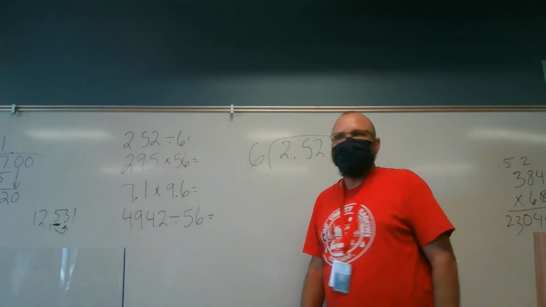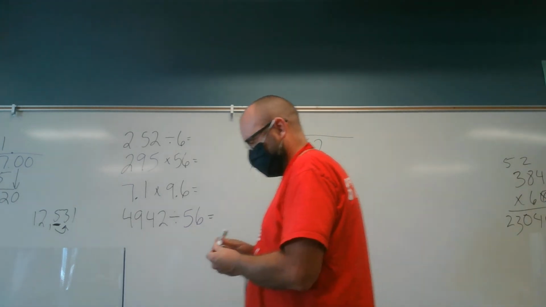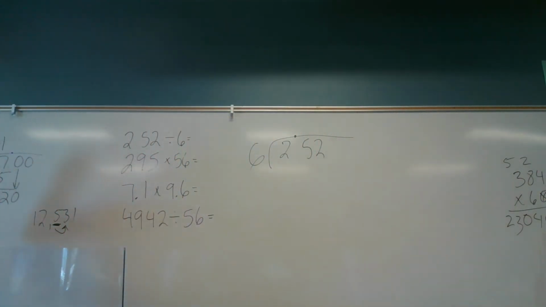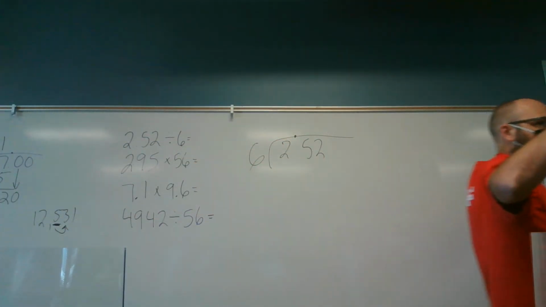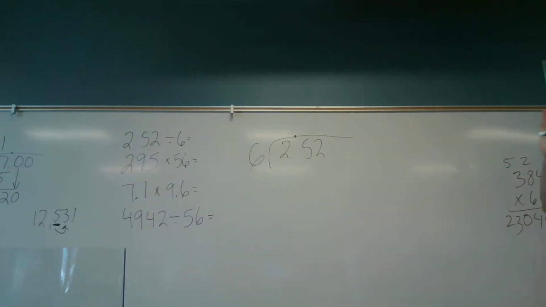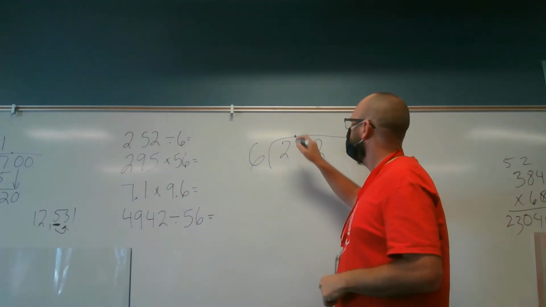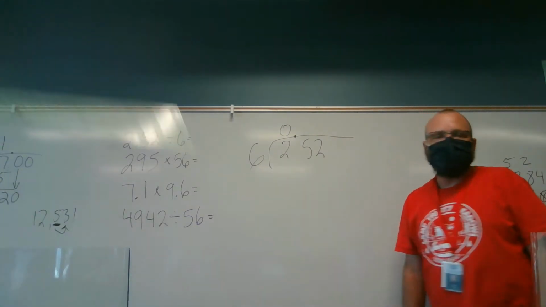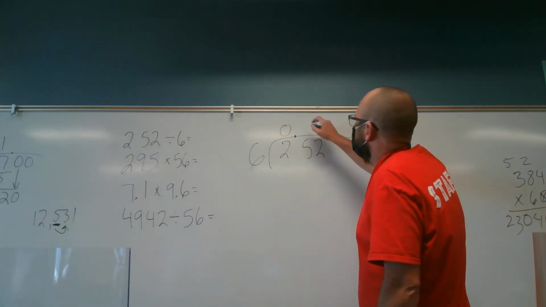When dividing and you have a decimal in the dividend, I move it straight up. Then I'm done with the decimal. D-U-N, done with the decimal. I don't look at it again. Then I ask myself, does 6 go into 2? Myself says, no. I ask myself, does 6 go into 25? Myself says, yes. How many times? 4.